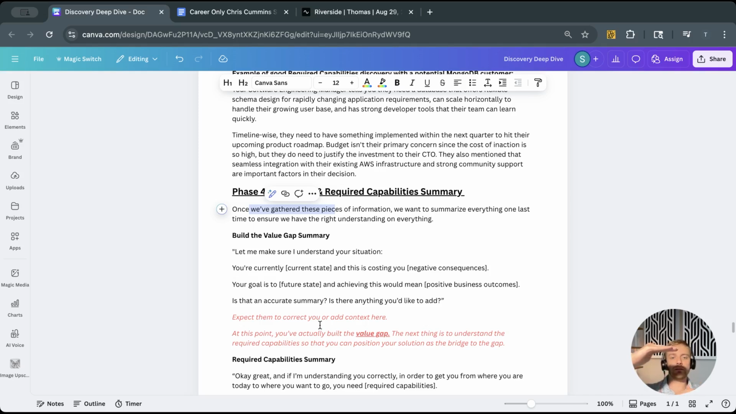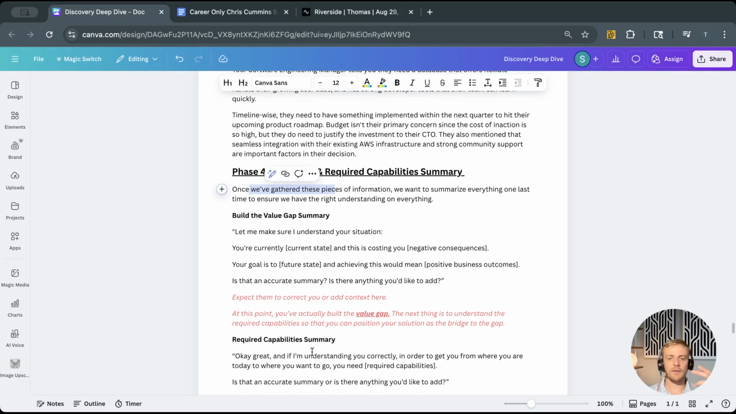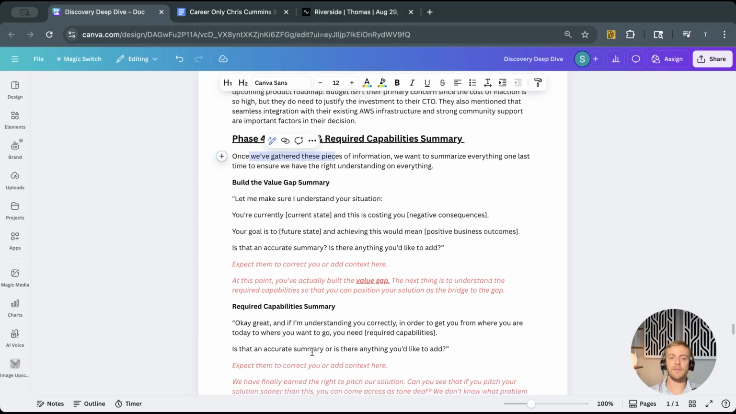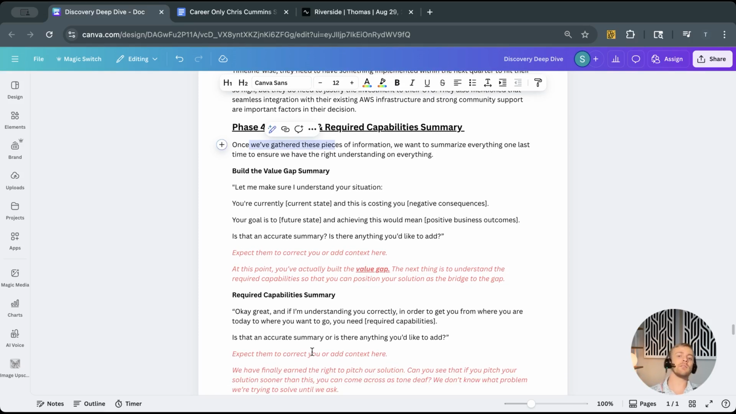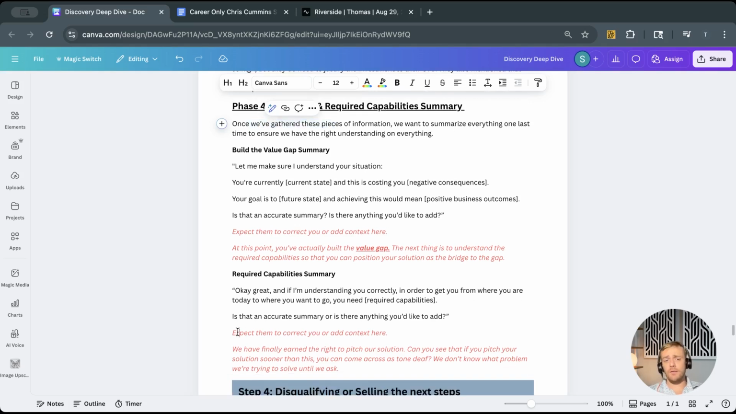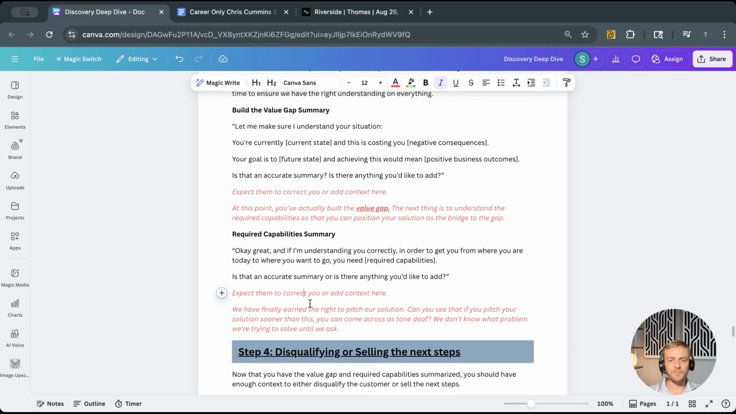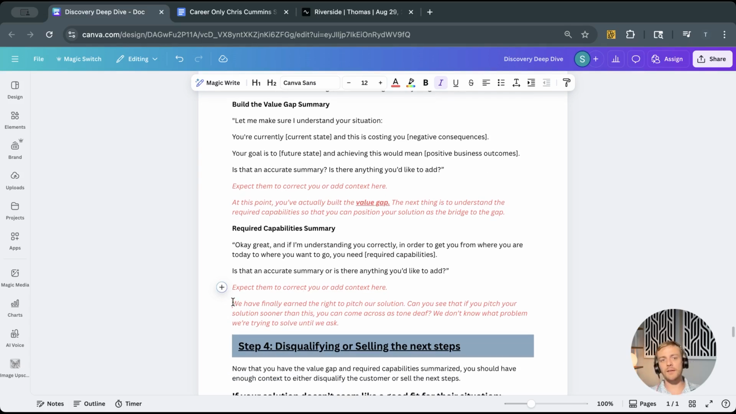And so the next thing is basically to understand the required capabilities of what they believe they need to get from here to here so that you can pitch your solution as the bridge. Okay, great. If I'm understanding you correctly, in order to get from where you are today to where you want to go, you need X, Y, and Z, the required capabilities that they just told you. Is that an accurate summary, or is there anything else you'd like to add? Of course, we expect them to correct you or add context here. You might have messed something up as you were doing your active listening, and then it's a great chance to clarify. So, after they have all that, you have finally earned the right to pitch your solution.